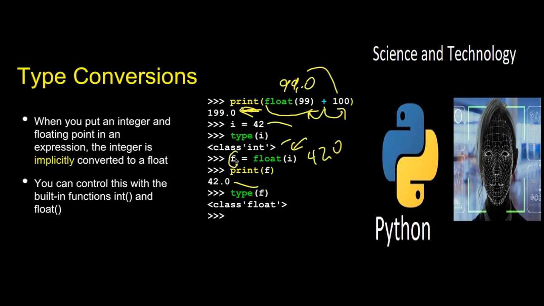And so it knows the type and value in any variable. This is an integer, a value 42. This is a float, a value 42.0.